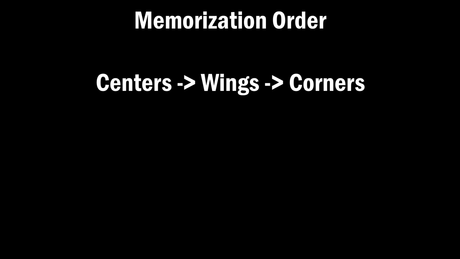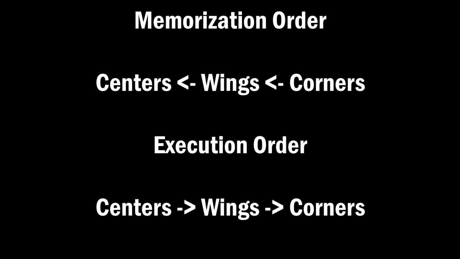So a quick note about memorization order. I've taught it as centers, wings, corners, but if you do it as corners, wings, centers, then there are some advantages you can get out of this. One advantage is that there's no time between memorizing centers and executing centers, which means that you can put centers into short-term memory.